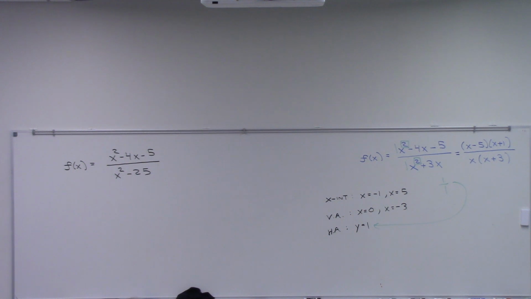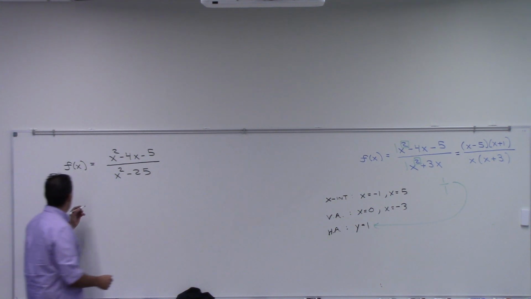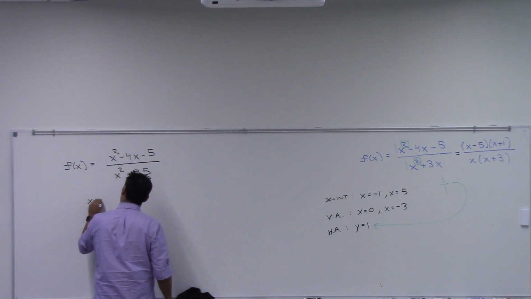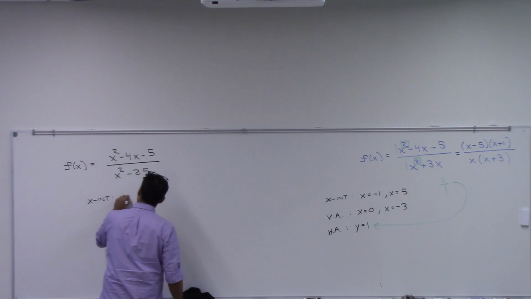All right, pay attention to this one. This one's an important one. All right, do you see any x-intercepts? Yes? Where does it look like it is? Negative 1, right? Looks like we just have one x-intercept at negative 1. Okay, so it looks like I have an x-intercept at x equals negative 1.